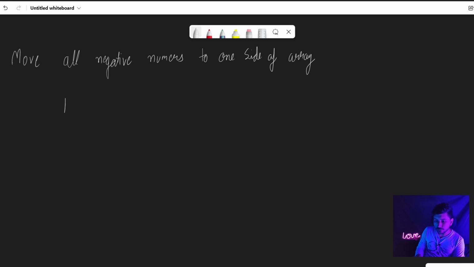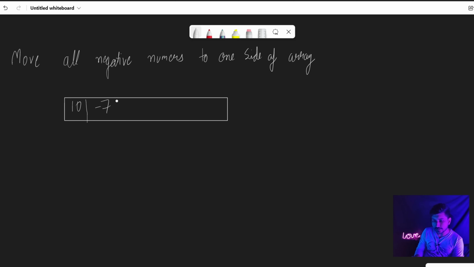Basically, we will be given an array where it can be like this: 10, -7, 22, 7, -8, -9, where we have to move all the negative elements to the left side of the array or to the right side of the array. Basically, they don't require that you have to maintain the order.